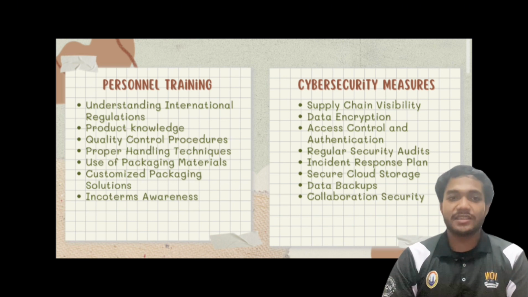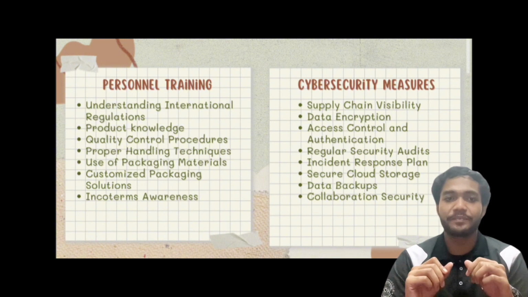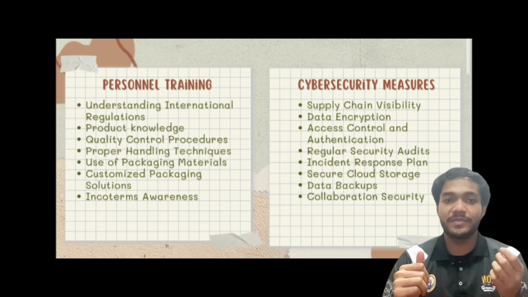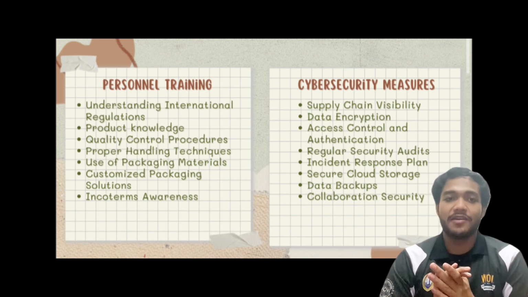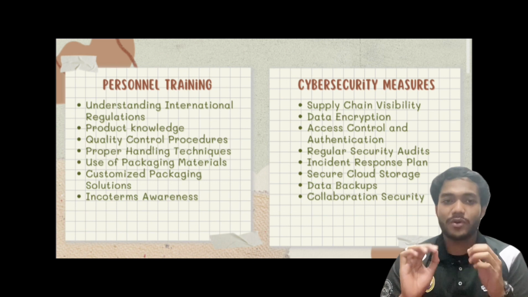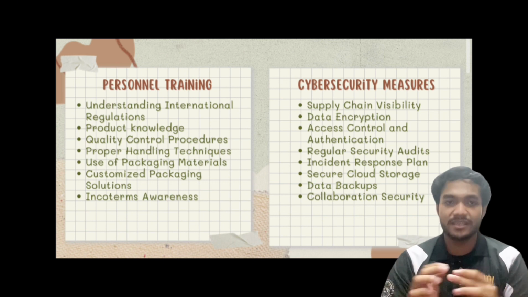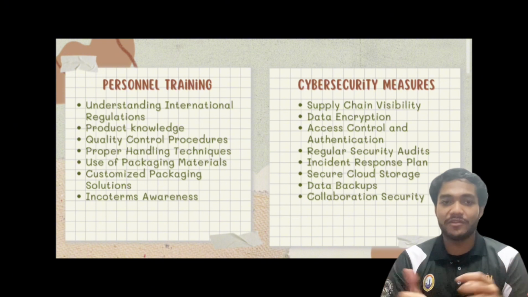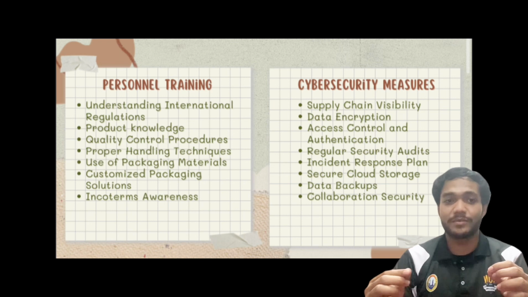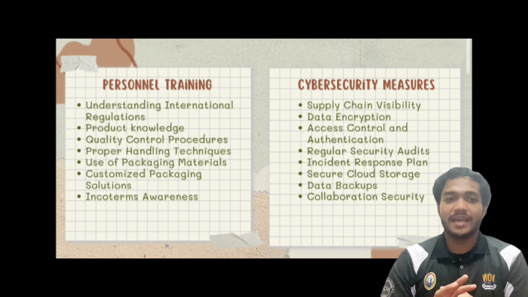The next is product knowledge. For personnel training, they must understand what they are shipping to ensure proper handling of the goods. For number 3, we have quality control procedures. In quality control procedures, they must check the items carefully to maintain quality.